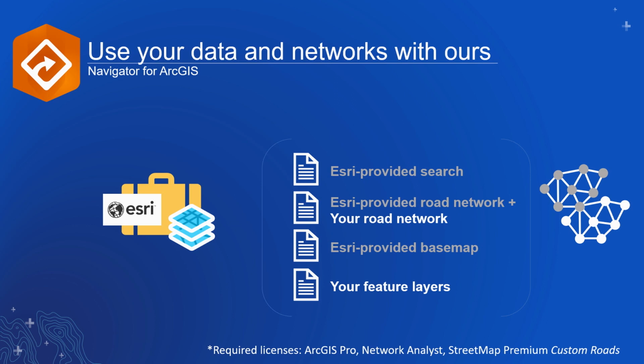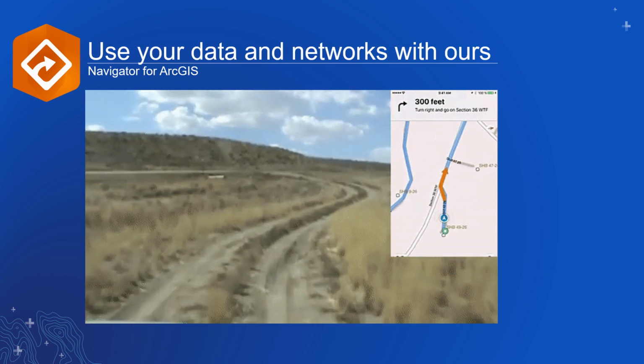I really wanted to cover this slide because this is another set of licenses that you would need if you want to complete this workflow. Again, this one would involve ArcGIS Pro, just like she showed you with the earlier one, and Network Analyst. But if you're going to be modifying that road network, that requires an additional Street Map licensing level, which is Street Map Premium Custom Roads. So you would need that custom roads license if you want to go in and add, let's say, your timber network with our standard road network. And if you do that, you can do some really interesting stuff.